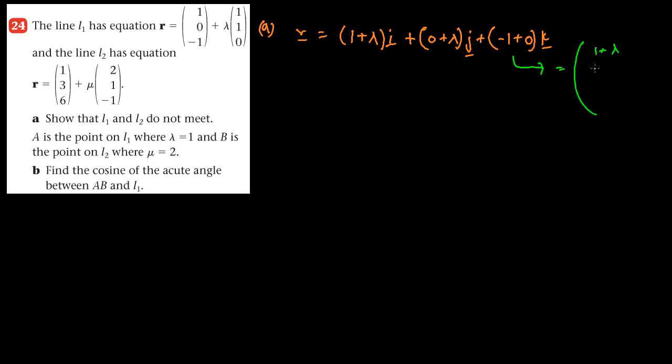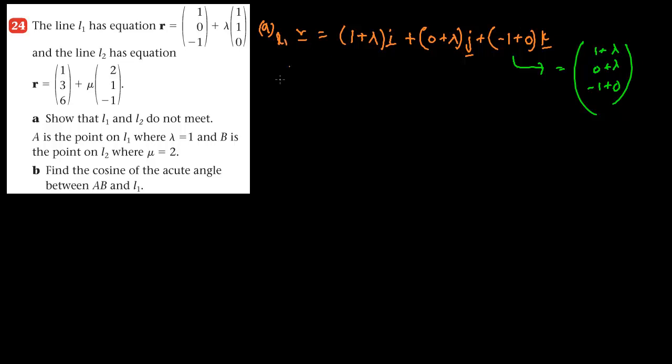So the first step should be writing these out in the ijk format. So this is 1i plus lambda times i, so that should be (1 plus lambda)i, plus 0 plus lambda times 1, that is lambda j, plus minus 1 plus lambda times 0, so minus 1 plus 0k. Remember, we could have also written this in column vector format: 1 plus lambda, 0 plus lambda, minus 1 plus 0. It's the same thing, just column vector format and ijk format.